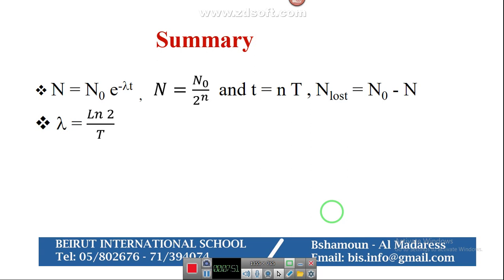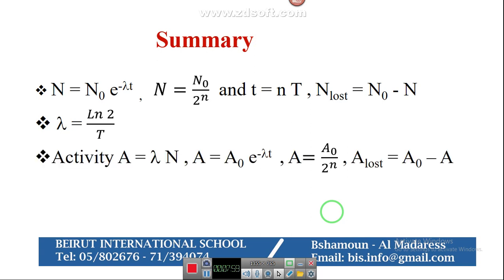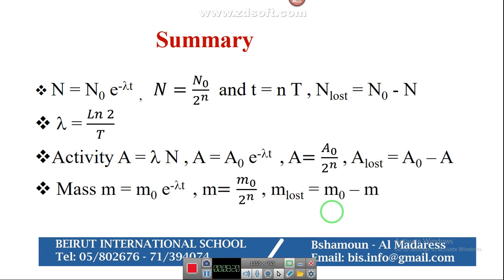Also decay constant, it is equal ln 2 over capital T, where capital T is the half-life or the period. Activity is the number of decays per unit time. Activity A equals lambda N, A equals A0 e to the power minus lambda t, A equals A0 over 2 to the power n, and A lost equals A initial minus A.